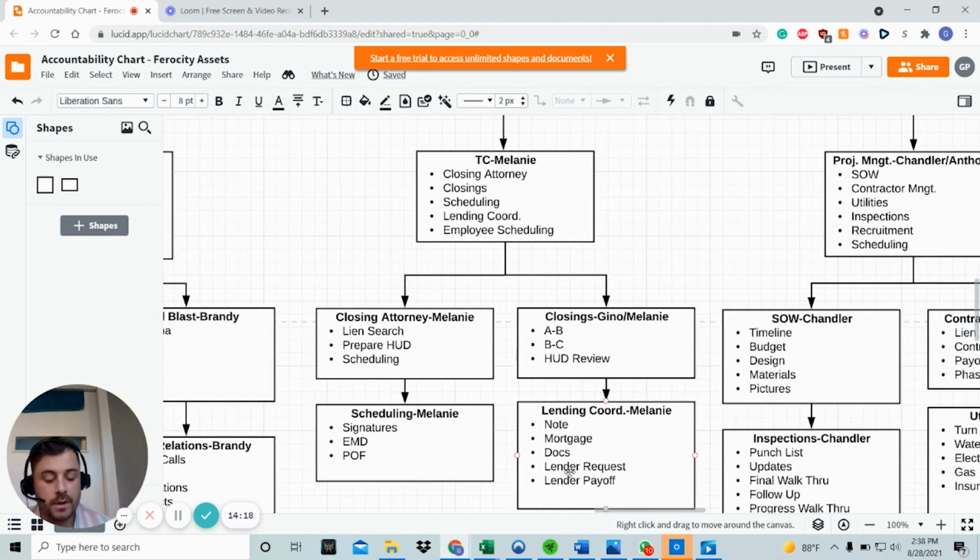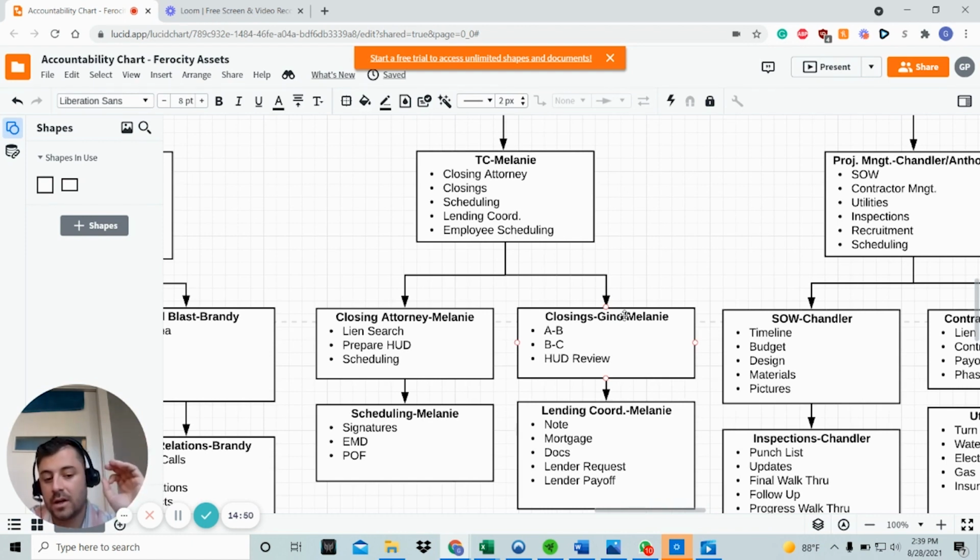TC, Melanie, actually my girlfriend, she's in charge of, obviously, all the closing attorneys, scheduling closings, lending coordination, setting up pictures of sellers. Again, you can see that all down here. You can see I'm right here on the side with her because I should be giving this to her fully in the next probably 30 days. It's just reviewing the HUDs and making sure the HUDs are correct. HUD review I'm training her on, which again, she should be good, probably even in less than 30 days from when we filmed this video.